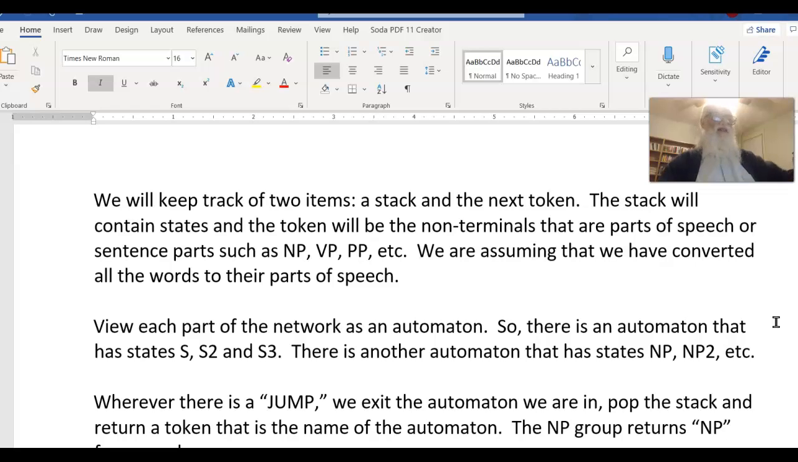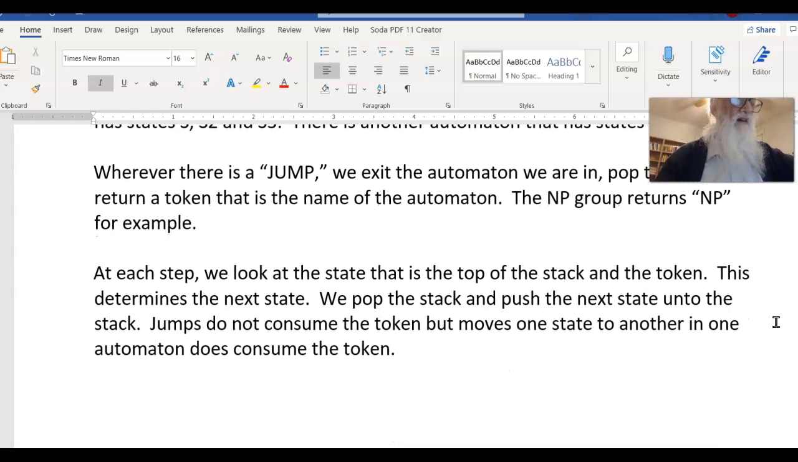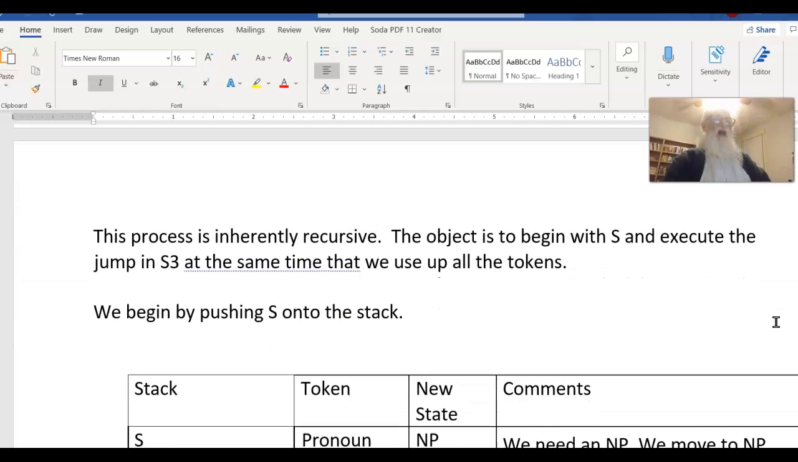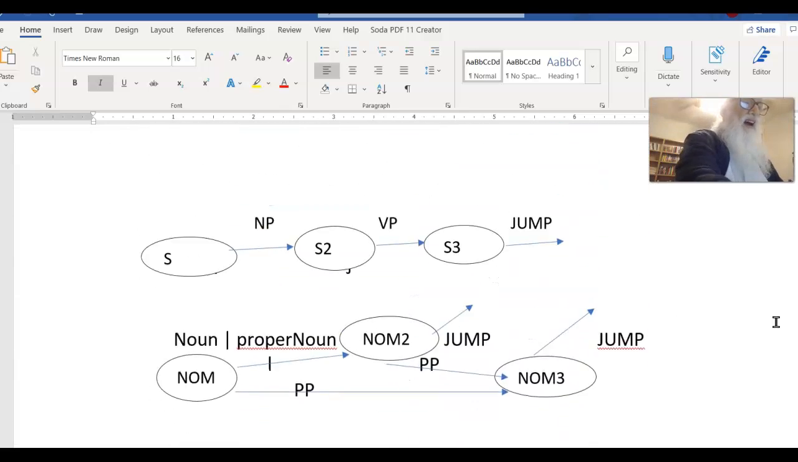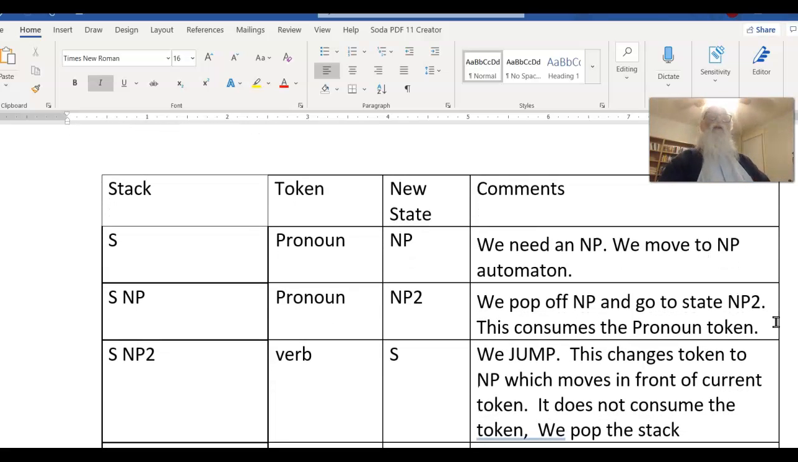And we're going to start with the S one. I've talked about that before. So let's look at what we do. I begin by pushing S onto the stack. My first token is a pronoun. Now, if I look at S, the only way I can make progress is to have an NP. Because if I'm in S, I've got to get an NP. So I suspend what I'm doing with S, and I go over to the NP network at NP.